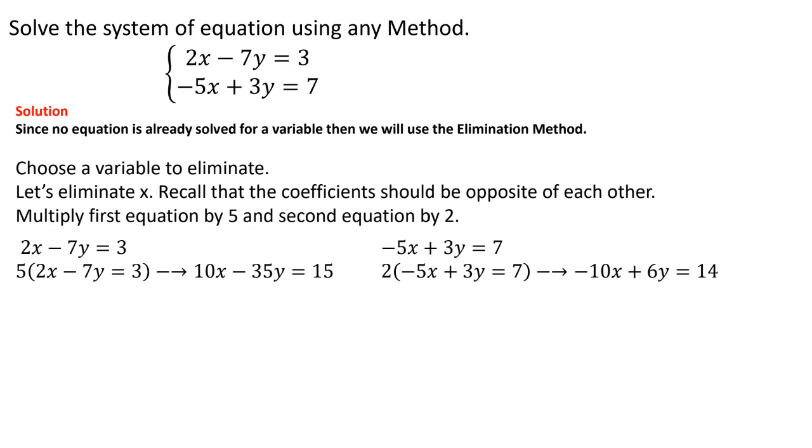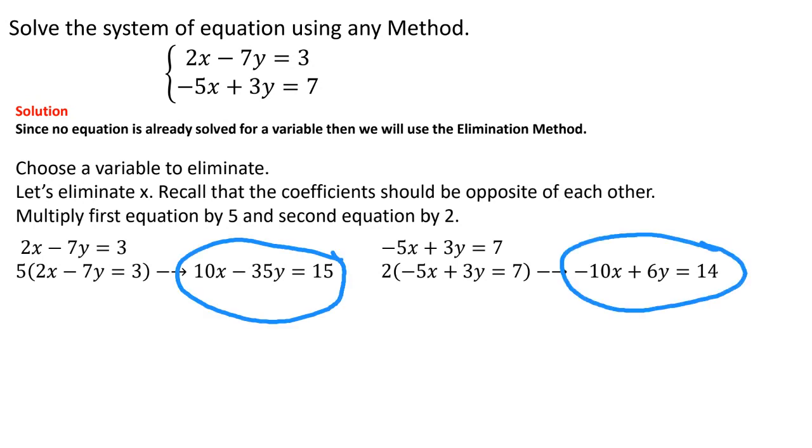Now for the second equation, I needed to have a -10x, so I'm going to multiply it by 2. 2 times -5x is -10x. 2 times 3y is 6y. And 2 times 7 is 14. So I've created two new equations, but in reality, we're not changing the problem, because we're multiplying on both sides. Essentially, it's just multiplying by 1. So we have this new equation, and we have this new equation.